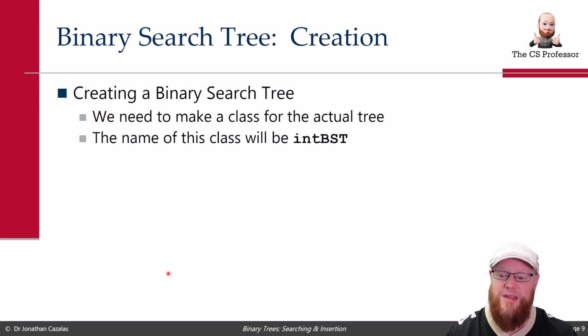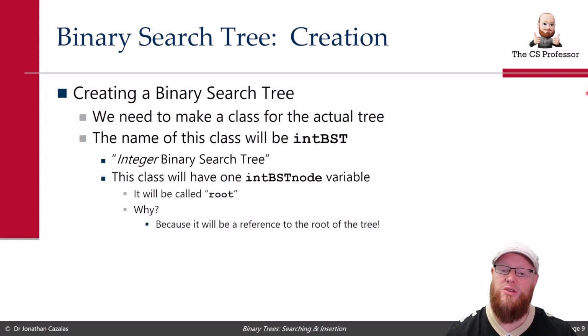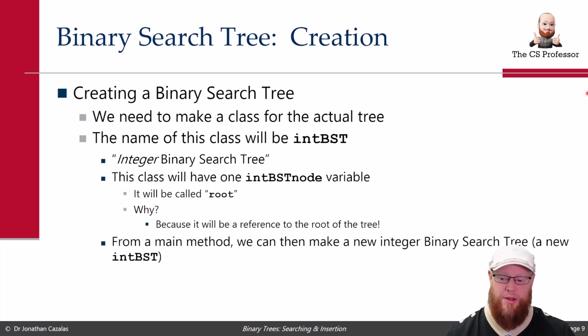So we need to make a class for the entire tree. This class is going to be called IntBST, standing for integer binary search tree. This class will have one variable, a super important variable, kind of like head is important for linked list. Well, here we will have one variable called root that will always store our access to the root of the tree. And then from our main method, now that we have this class created, we could create an object of type IntBST. That'll be our object of this class, and we now have a binary search tree with no nodes in it, because when we make it initially in the constructor of creating that tree, we're going to set root equal to null, which should make sense.